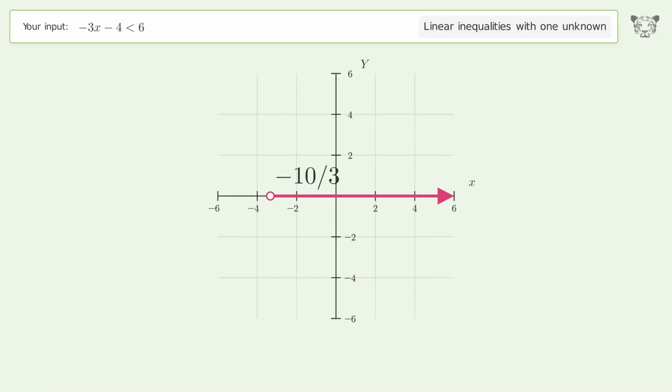And so the final result is x greater than negative 10 over 3 greater than negative 31 over 3.